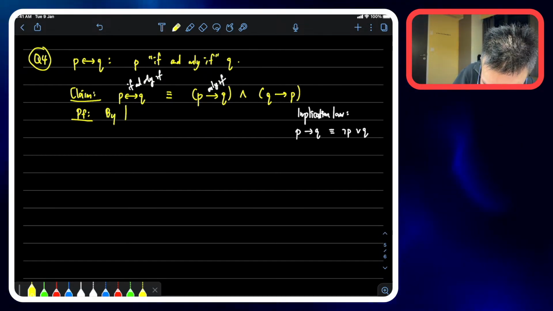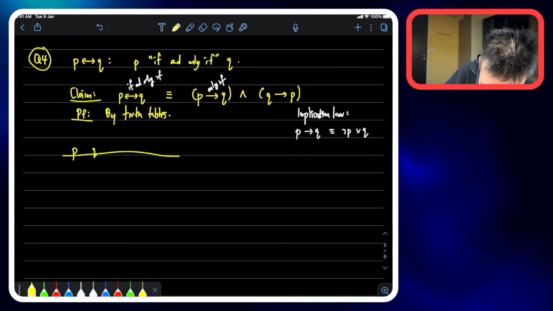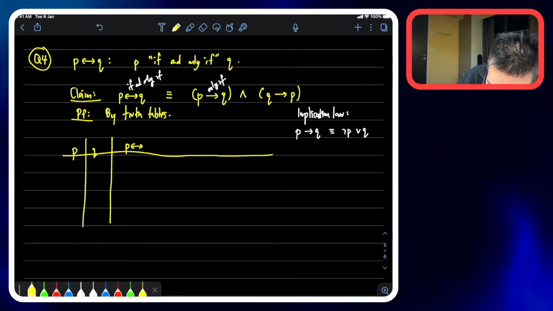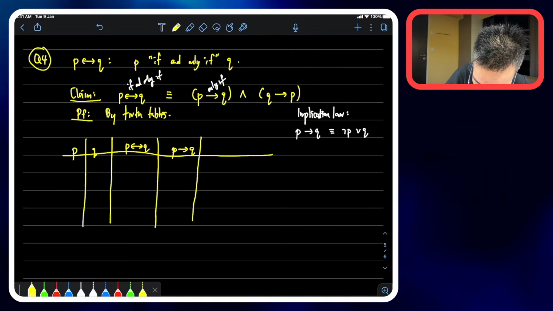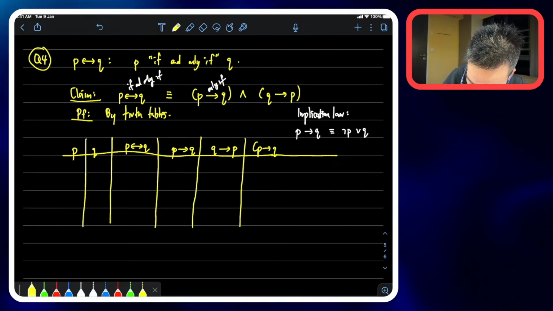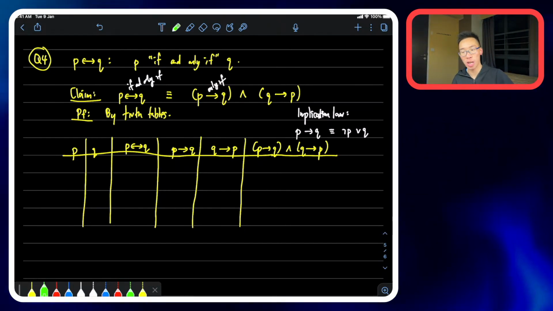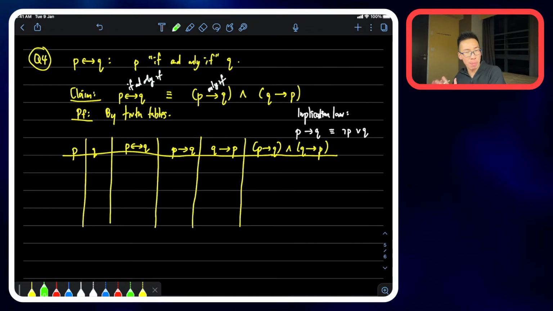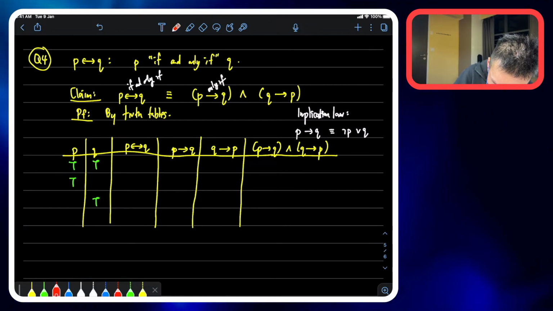So by truth tables. Let's draw our truth tables. We need to compare the expressions P biconditional Q, P implication Q, Q implication P, and the conjunction of these two implications. So let's exhaust all the possibilities and check that the two columns do agree with one another. I wouldn't use truth tables if there's a quicker method, but this is as good as we got. So that's how I decide my proof strategy.